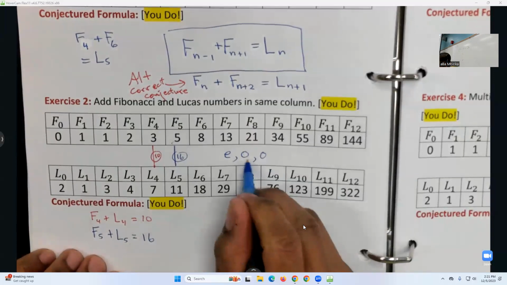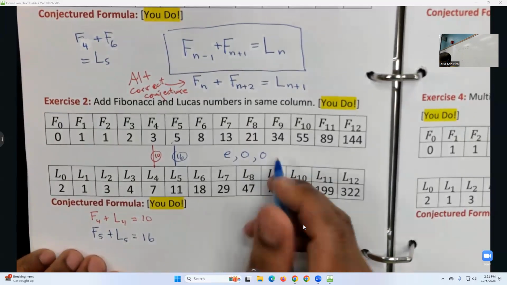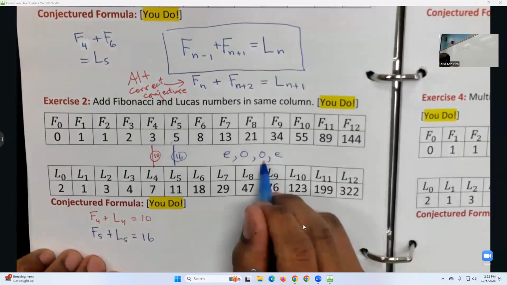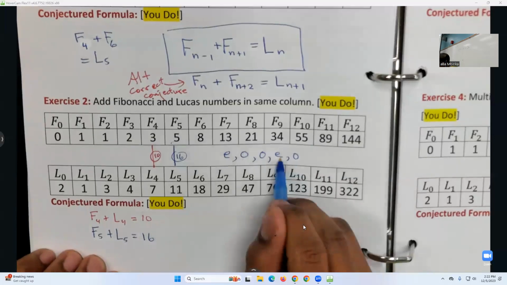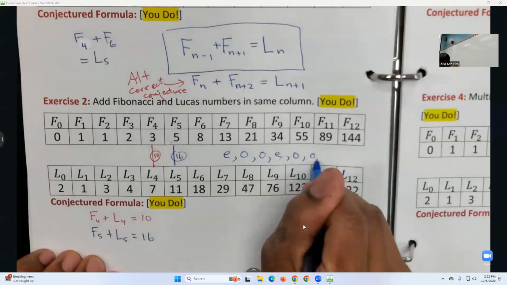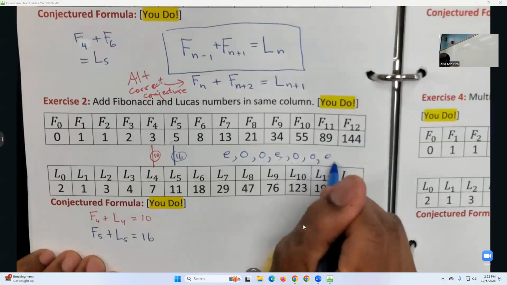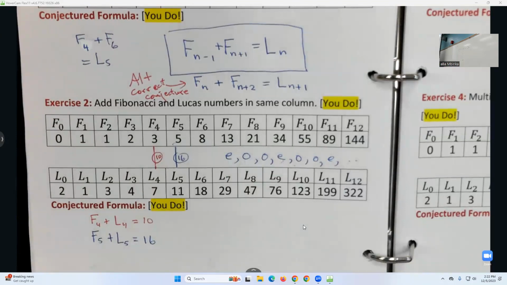And then when I add the next two previous numbers, an odd number plus an odd number is an even number. And then an odd plus an even is odd. And then an even plus an odd is odd. And then odd plus odd is even, and we see the pattern going even, odd, odd, even, odd, odd, even, odd, odd. So that's really predictable. So one can say every third Fibonacci number and every third Lucas number is even, and everything else is odd.